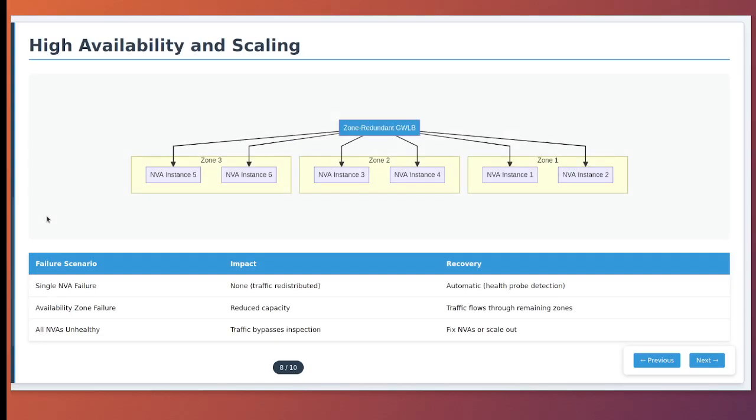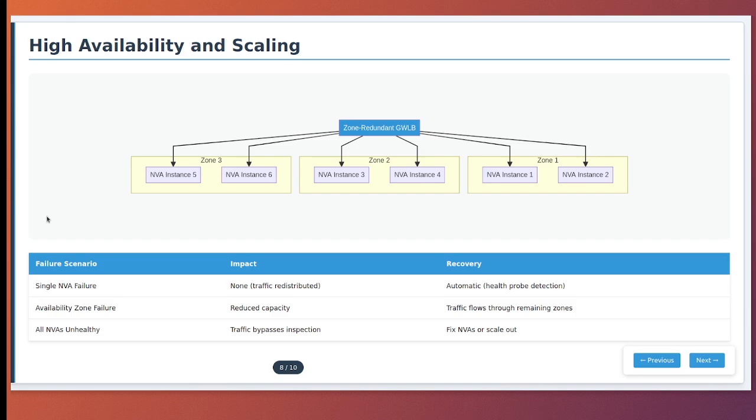High availability and scaling are critical aspects of any production gateway load balancer deployment. Let me share the key considerations and best practices that will ensure your security infrastructure can handle failures gracefully and scale with your growing needs. First, let's talk about availability zones.